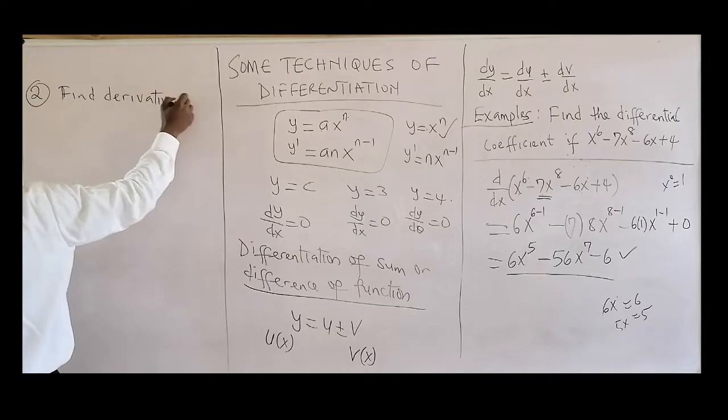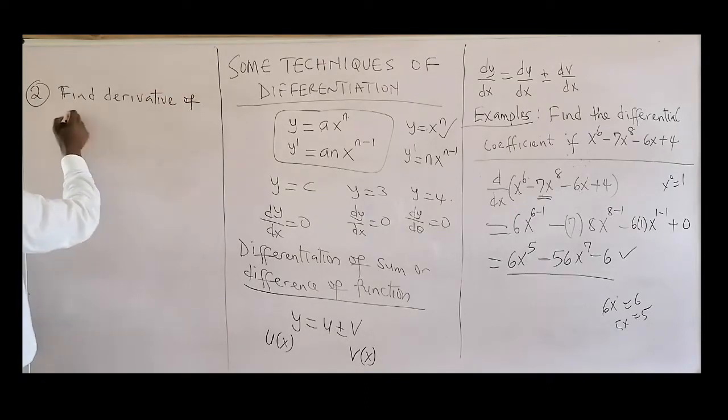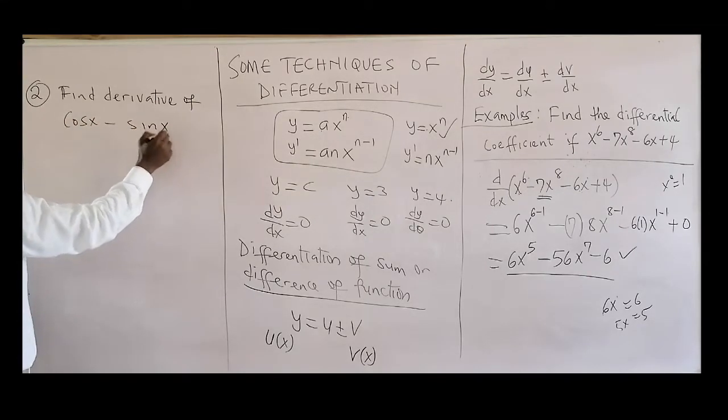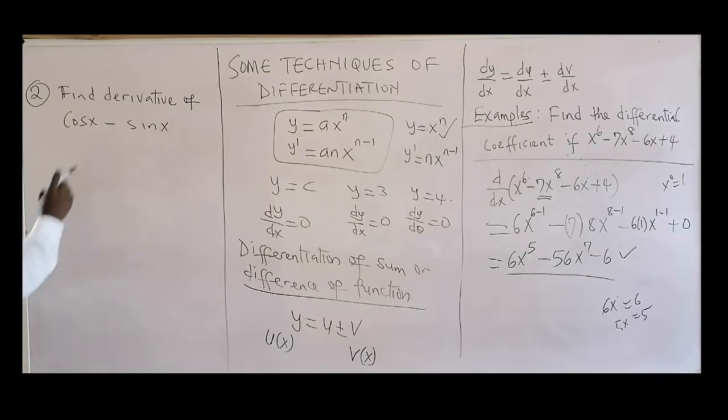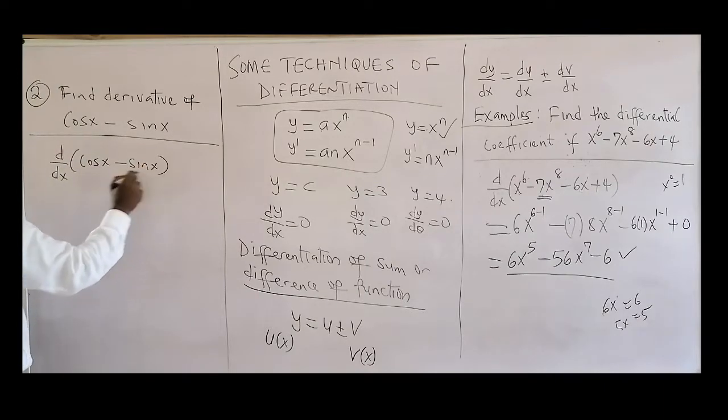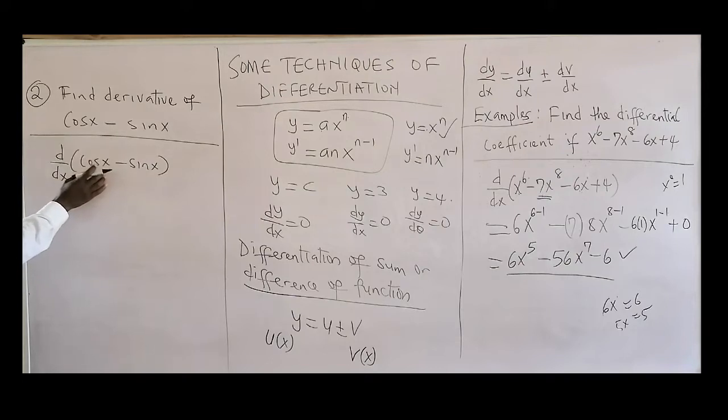Find the derivative of cos x minus sin x. That's that on that question. Find the derivative of this. This is very simple. The derivative of this is going to be d/dx of that expression, which will be the derivative of each of those functions with respect to x.